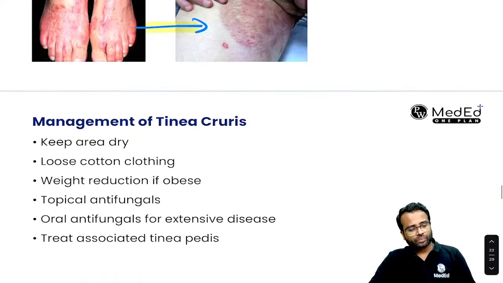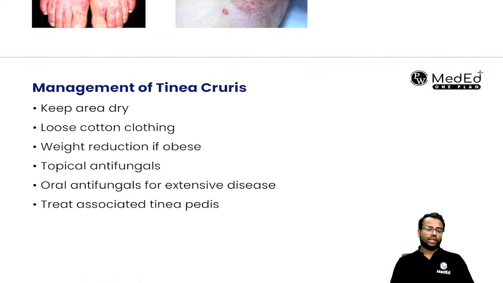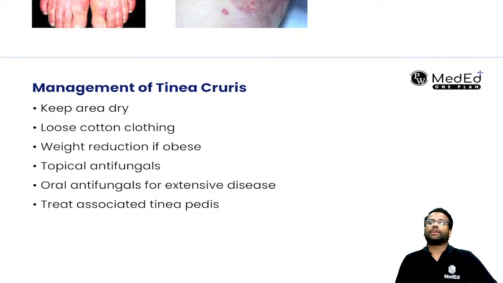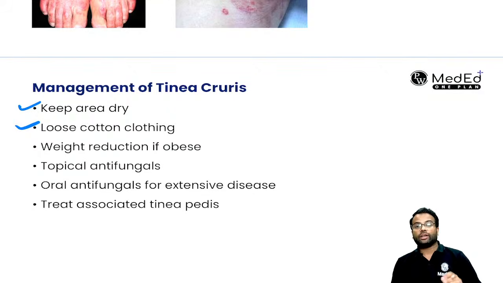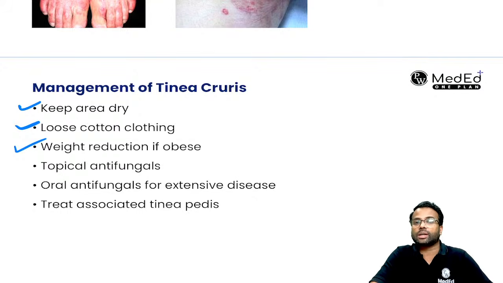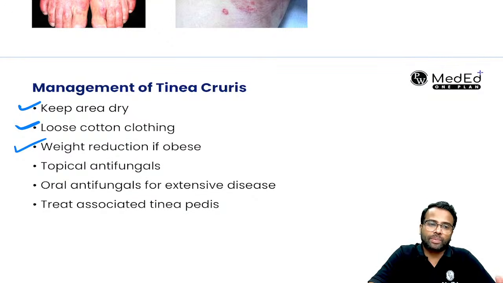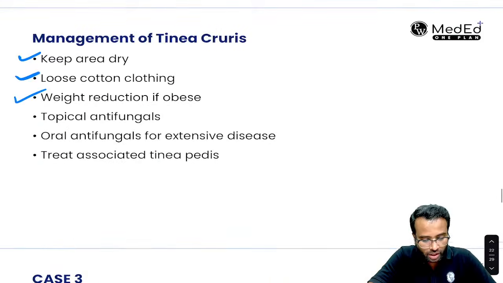So here, what is the key management of Tinea cruris? So just keep the area clean. If there's a patient who sweats a lot, ask him or her to repeatedly wash the area, and always wear some loose cotton clothings rather than going for tight innerwears and all. And weight reduction, it's very common in obese patients that they develop this kind of fungal infection, so weight reduction should be done. And also always check if the patient is having some associated Tinea pedis as well. Clear? That is going to be our treatment approach when it comes to the treatment of Tinea cruris.